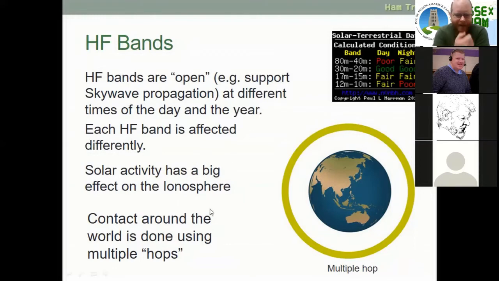Solar activity has a big effect on our ionosphere, and contact around the world is done using multiple hops. So if we have a station over here on the planet and they transmit and their signal goes up here, it will be refracted back down and back up and back down. Okay, so that's what allows you to get quite far.